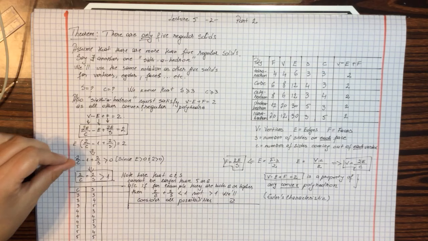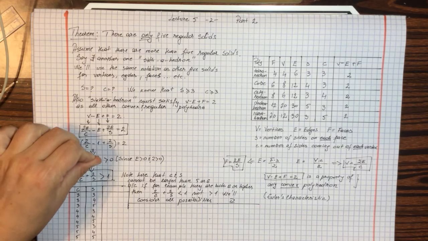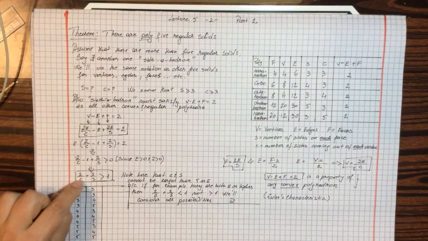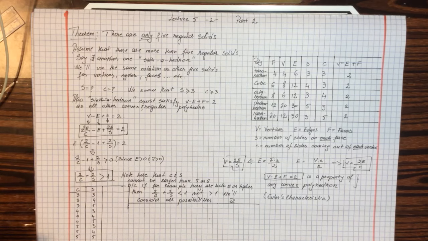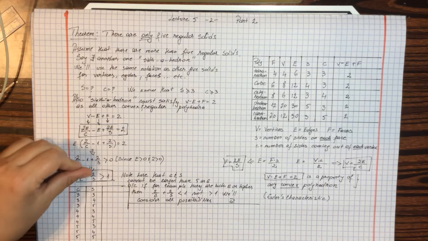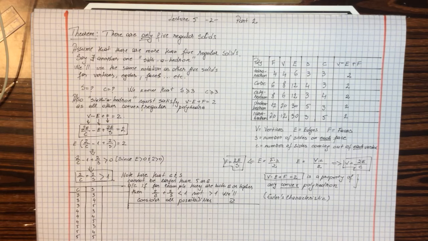Keep in mind, I know that C and S cannot possibly be 6 because it will not fit in this inequality. So all possible combinations between C and S are these numbers: C3 S3, C3 S4, C3 S5, C4 S3, C4 S4, C4 S5, C5 S3, C5 S4, and C5 S5. Well, okay, now we take all these combinations, plug them in here, and see what we get.